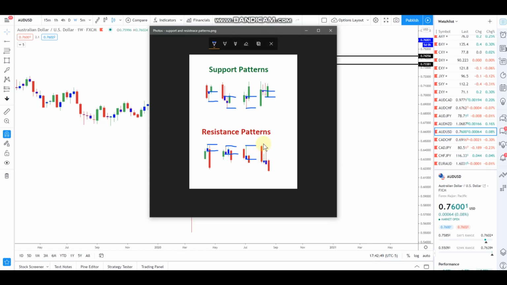So our last pattern is going to be a red, two blue and a red, and we're just going to be using the bottom of the two blues' bodies and our top wick. Okay, and that's it for our resistance patterns. So let's hop over into the charts.